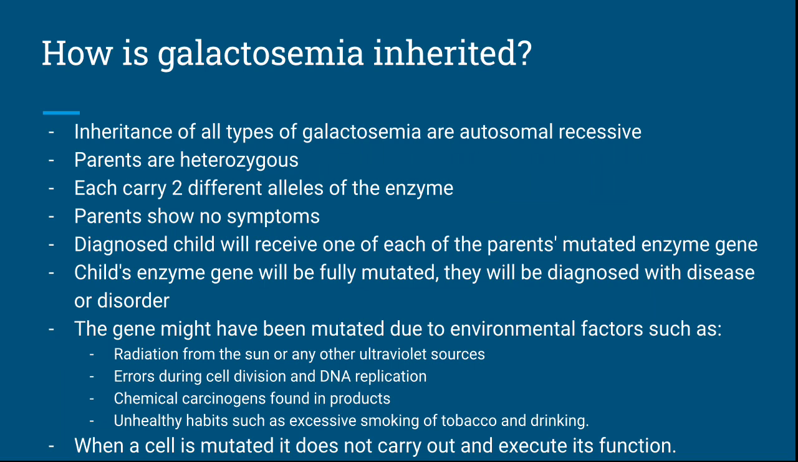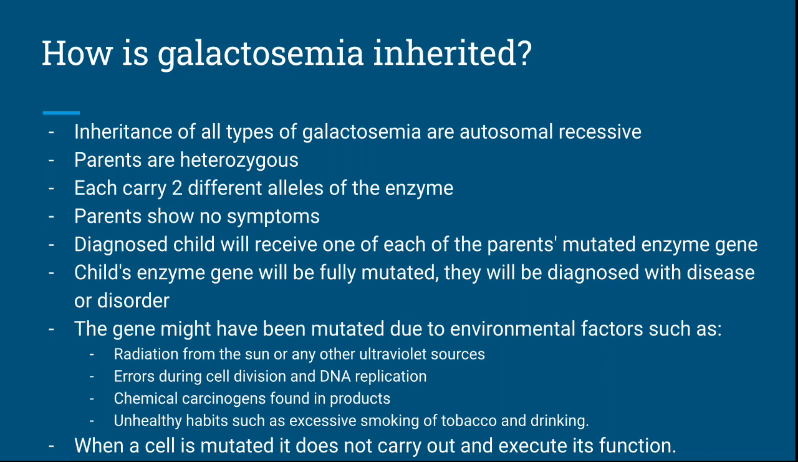So, galactosemia, it is inherited. All types of galactosemia are autosomal recessive. This means that each of the parents are heterozygotes. They each carry two different alleles of the enzyme gene. We know alleles are versions of the same gene that are different from each other in their characteristics, kind of.